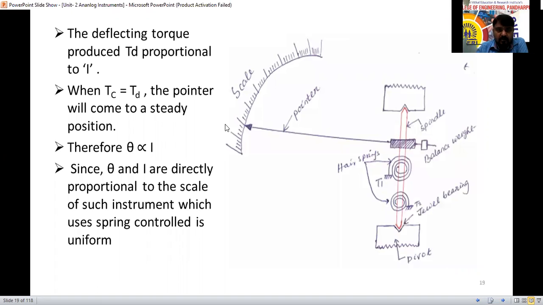See here, this is the pointer. This one is the spotlight. This one is the scale. Here the pointer is there, and some balance weight I have added, I will tell you later. Here is the pivot which holds the spindle. Now this is the complete part. The red color is visible. Red color lines are visible, right?